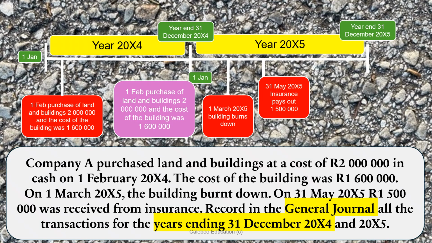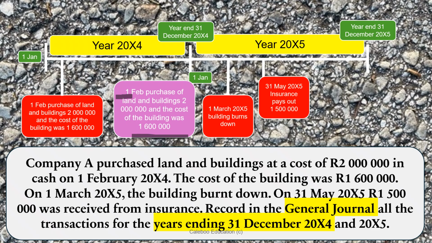Now, what happens at year end? It says the 1st of February, the purchase of land and buildings was 2 million and the cost of the building was 1.6 million.